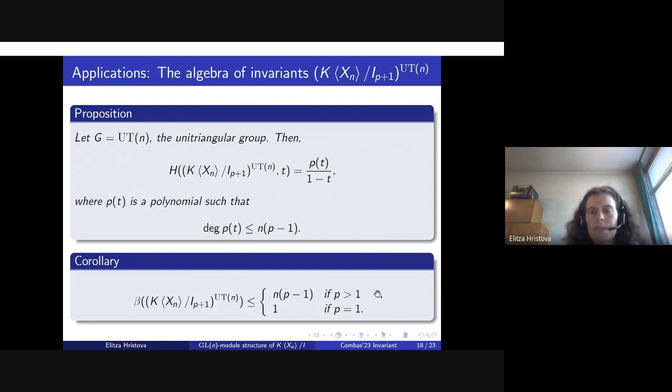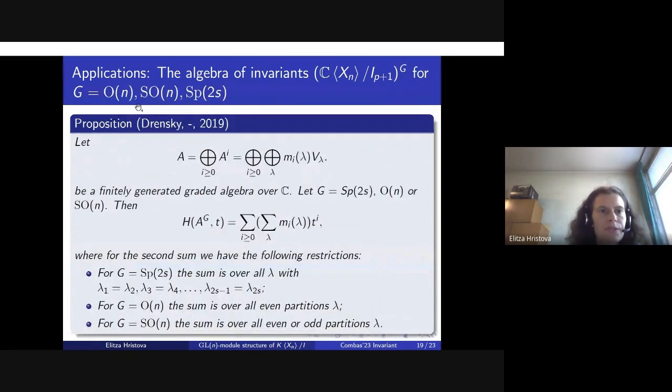Okay, so these were the cases of SO_N and UT_N. For the other three groups, the orthogonal group, the special orthogonal group, and the symplectic group, in joint work with Drensky, we have given a similar theorem for computing the Hilbert series of the algebras of invariants. Only this time the theorem is over C. So from now on, we take our field K to be equal to the field of complex numbers.